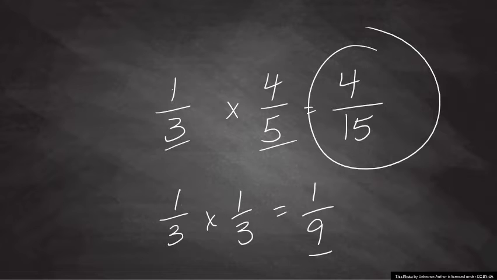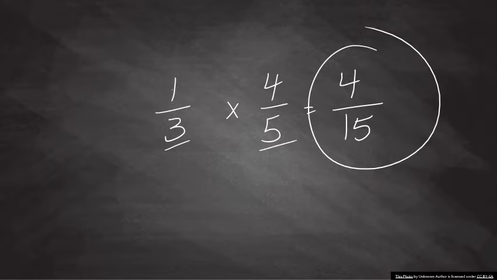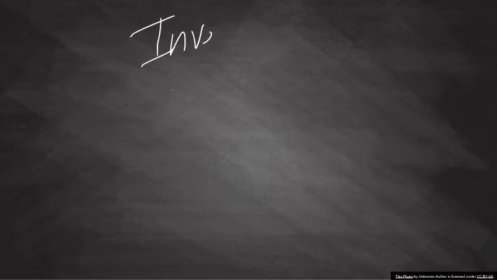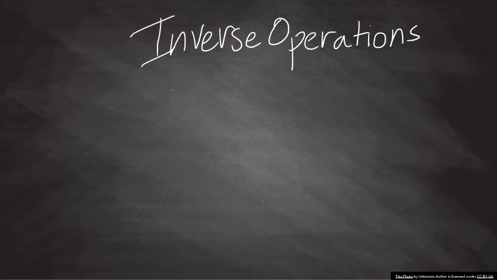So since we know that, we talked about the word inverse. We talked about inverse operations. The inverse is the opposite. The inverse for addition is subtraction. The inverse for multiplication is division, and that goes both ways. The inverse for division is multiplication. The inverse for subtraction is addition.